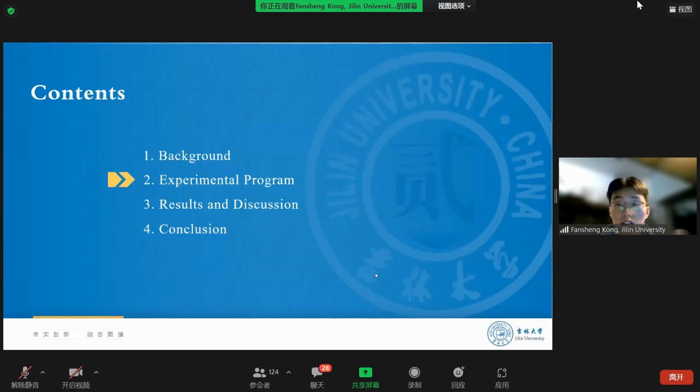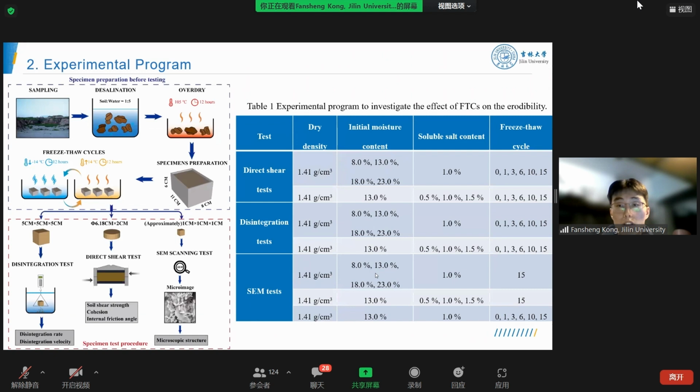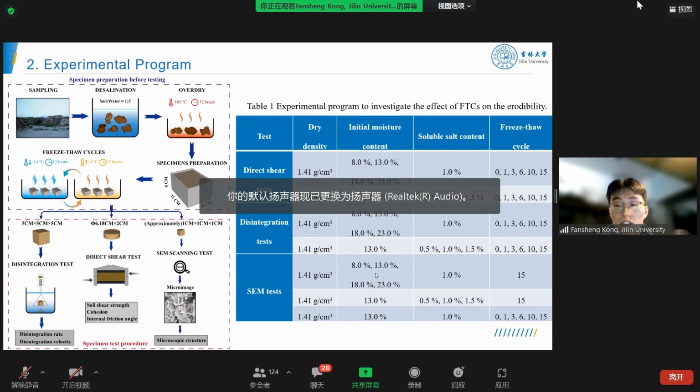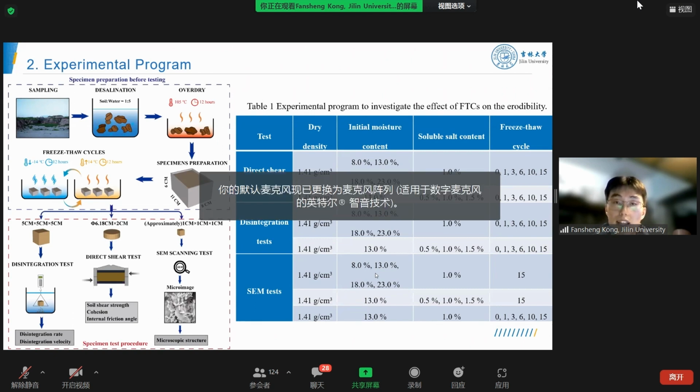Next, the experimental program. The specimen preparation and test procedure are shown in the figure on the left. Firstly, the sample was desalted to control the soluble salt content of the soil sample. Then a square specimen was prepared. The basic properties of the specimen are shown in Table 1. When one or several freeze-thaw cycles were completed, we conducted the disintegration test, direct shear test, and scanning electron microscope test.